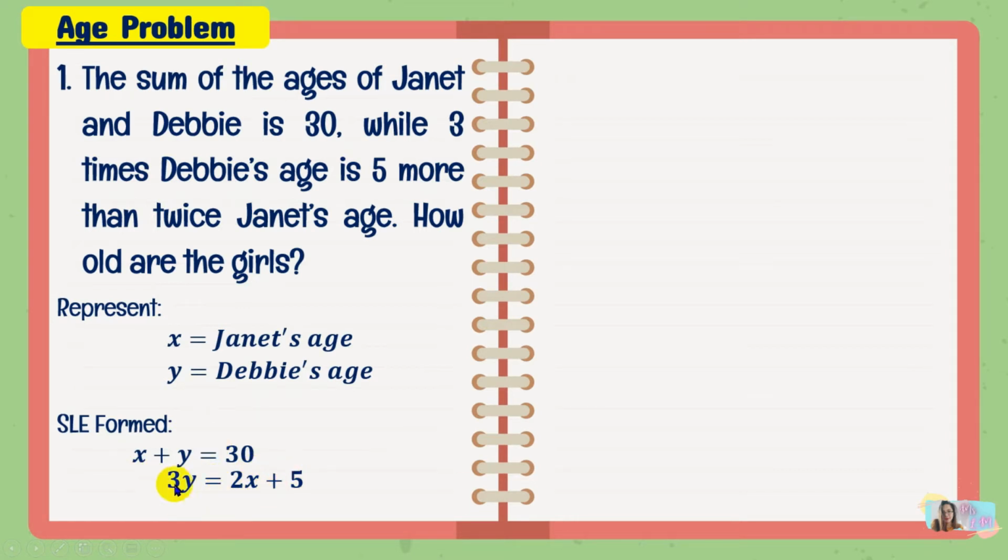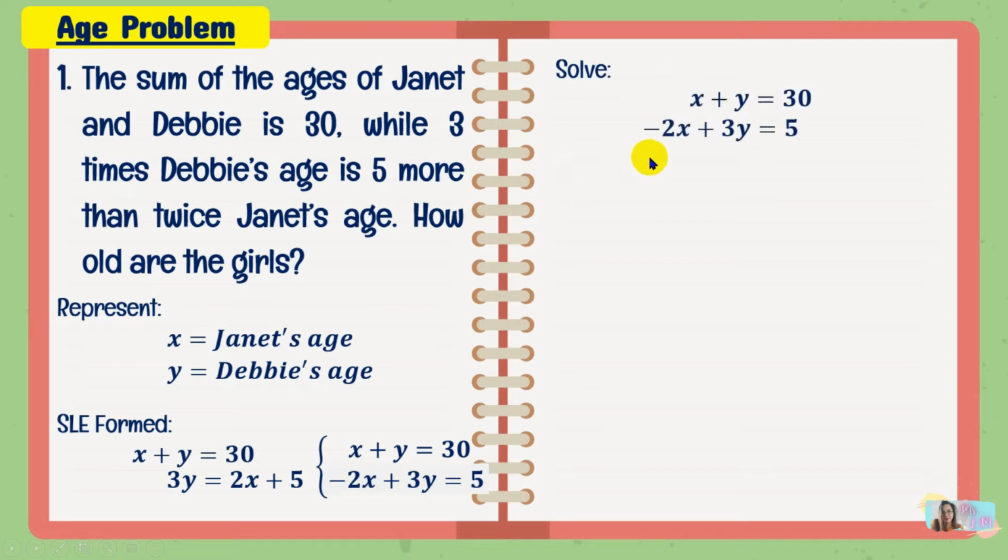Now, we can rewrite this into standard form para mas madali natin siyang ma-solve. We have negative 2x dahil additive inverse po ni 2 yung kailangan natin. Negative 2x plus 3y is equals to 5. This is what we're going to use for our solving. So, x plus y is equals to 30 and negative 2x plus 3y is equals to 5. What is the best method that we can use in solving this kind of system of linear equation?